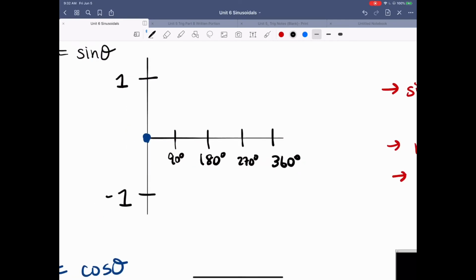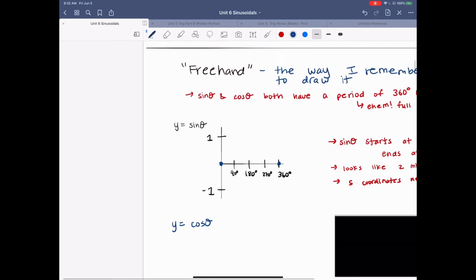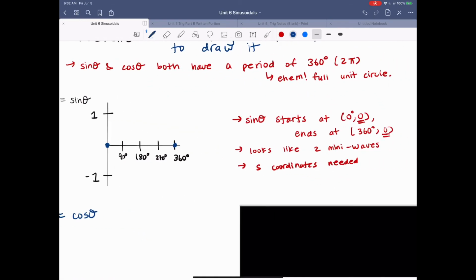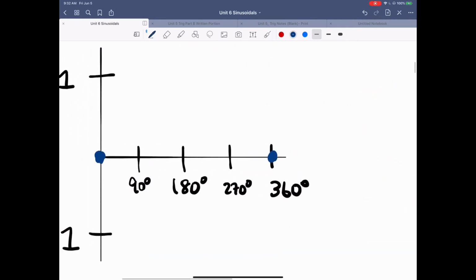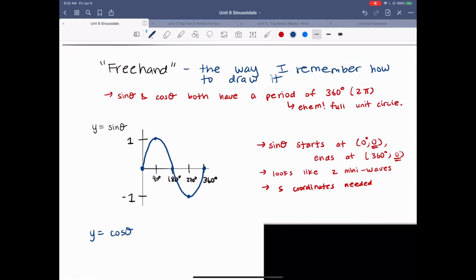All right, and so I know that a sinusoidal function will start and end at the same point, right? At the same y value. And so I'm going to put a dot there. And then I remember that with the sine theta, there are two mini waves. And I put a dot in the middle to introduce these two mini waves. And so it's going to hit a max of 1, and then I'll draw the little mini wave, the first wave, and then it's going to hit the minimum, the -1. And that's my awesome y equals sine theta.